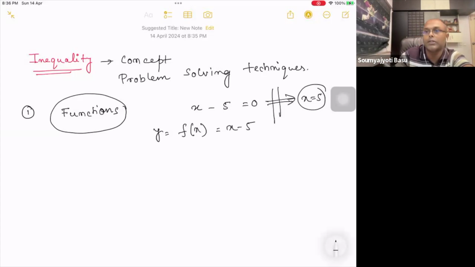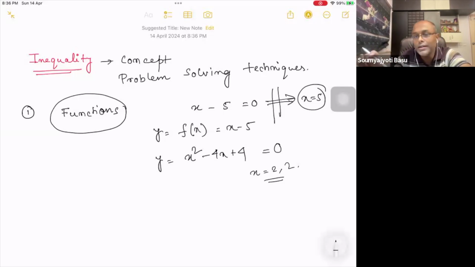Why just a linear equation? In class 9, you had solved quadratic equations. Let's say something like x square minus 4x plus 4. Let's say this is the function. When you equated it to 0, you had solved a quadratic equation. You know that this particular equation has two equal roots, 2, 2. What you did was equate this function to 0 to find out at what values of x the function becomes equal to 0. You are essentially finding the roots of the equation.